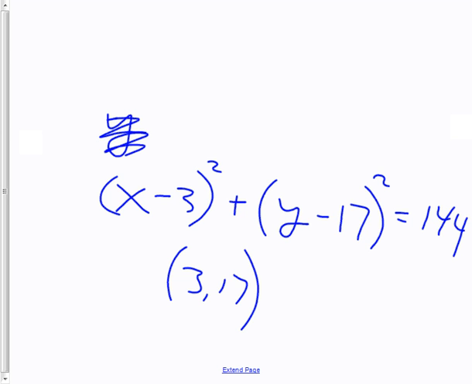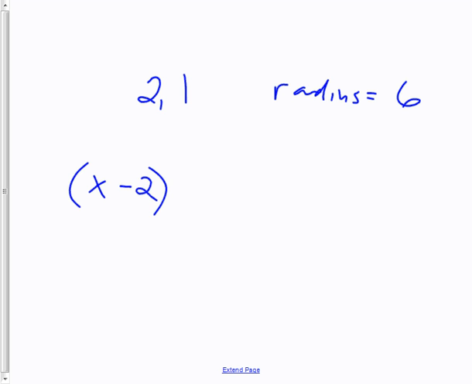So on the other hand, if I said I wanted a circle that was at 2, 1, and I wanted it to have a radius of 6, write me an equation for that. If its center's at 2, 1, and its radius is 6. JS, get me started. Nope. Thank you for trying.